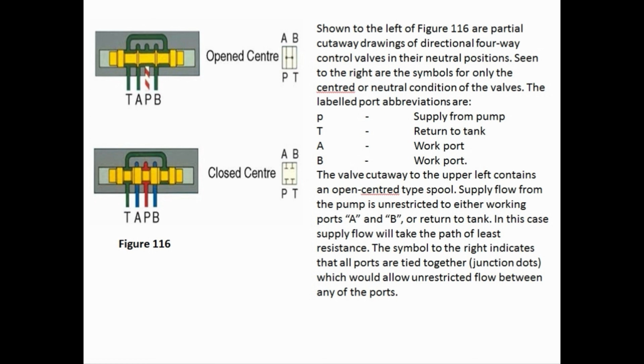The valve cutaway to the upper left contains an open-centered type spool. Supply flow from the pump is unrestricted to either working ports A and B or return to tank. In this case, supply flow will take the path of least resistance. The symbol to the right indicates that all ports are tied together with junction dots, which would allow unrestricted flow between any of the ports.